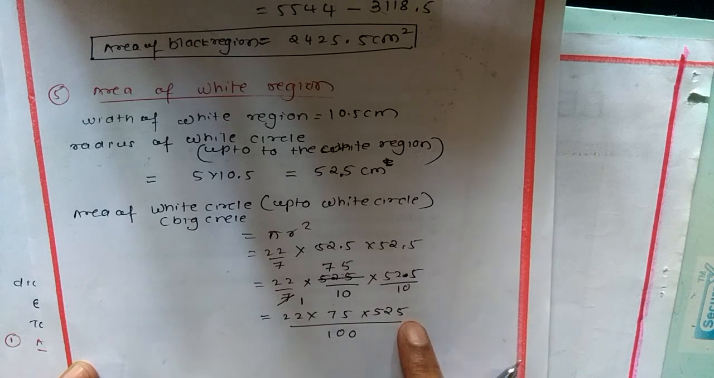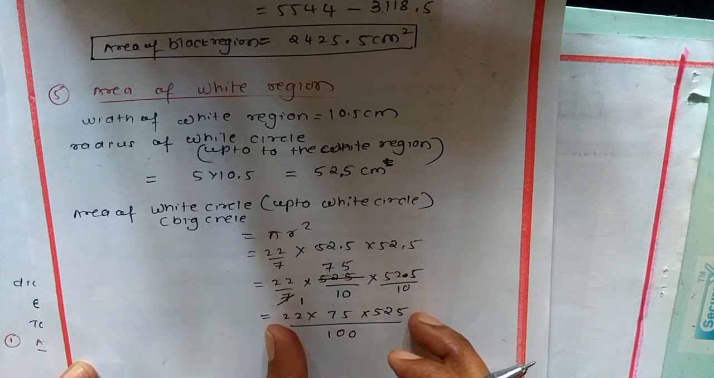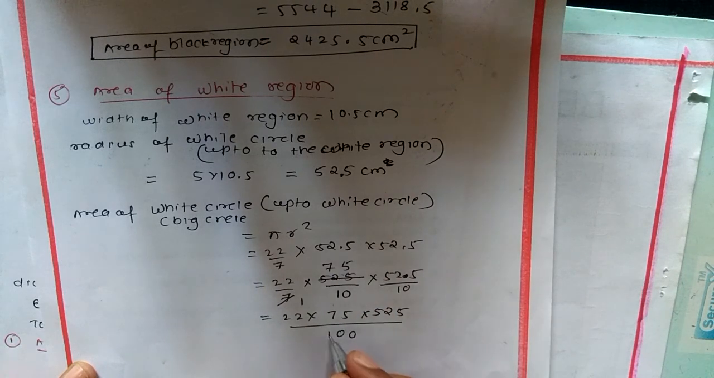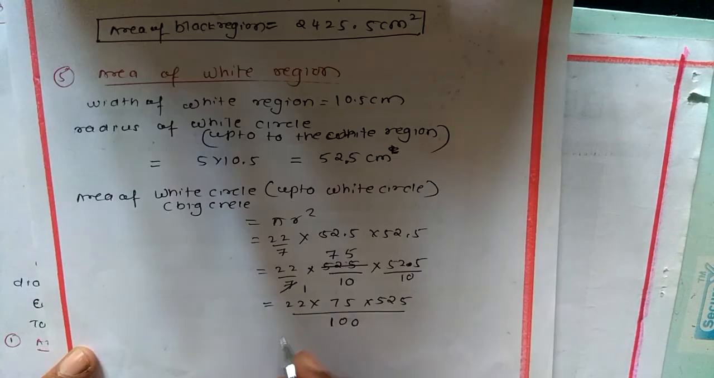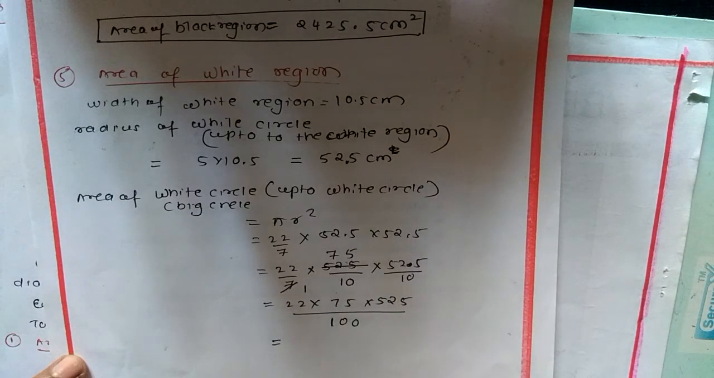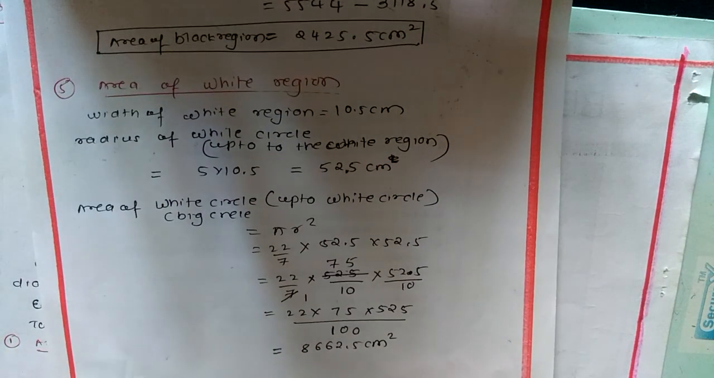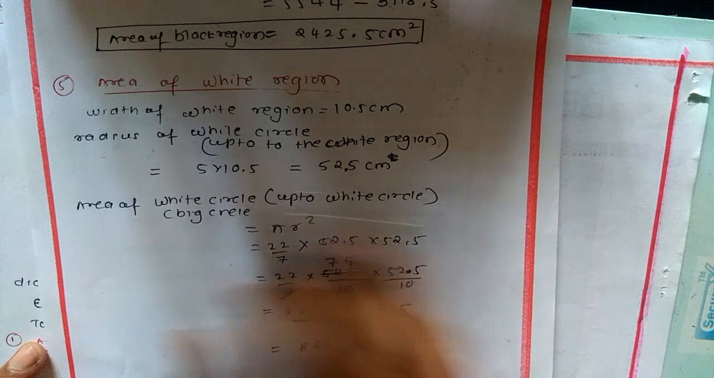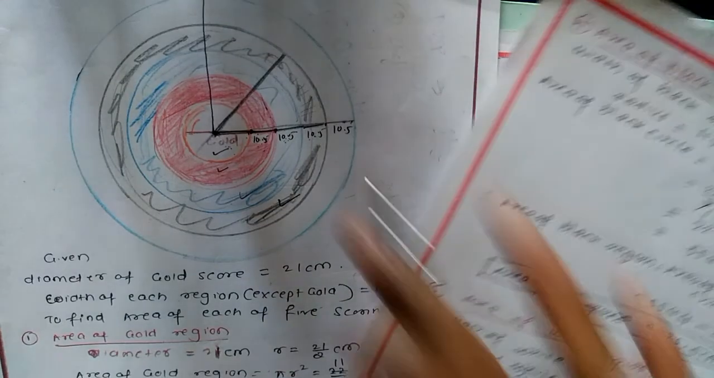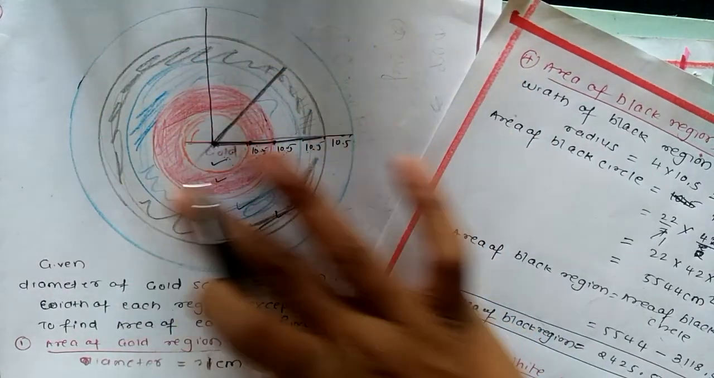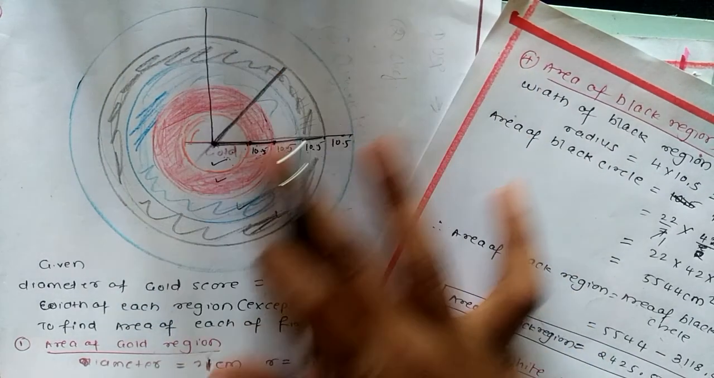So first multiply all the numerators, and in the product you get, put the decimal point after the tens place. So you'll get this answer as 8662.5 centimeter square. Now this is the area of the big circle till here. We need only white. So from this big circle area, subtract the area of this black circle.